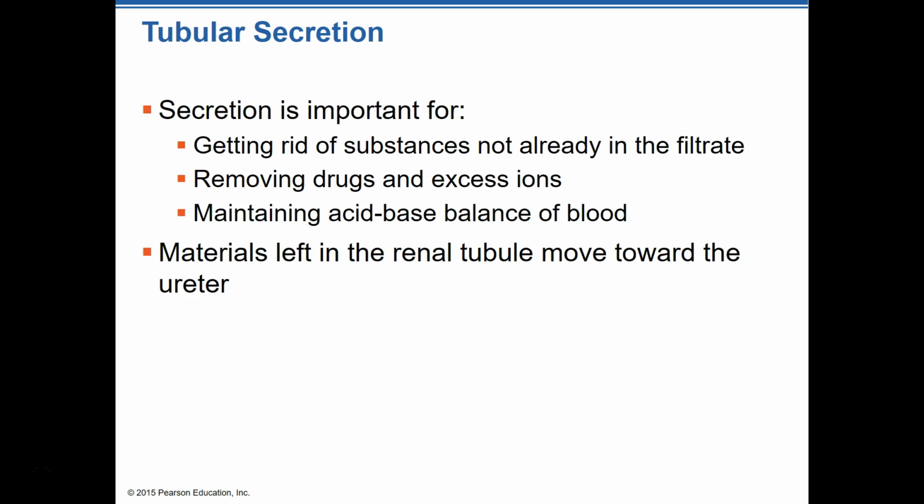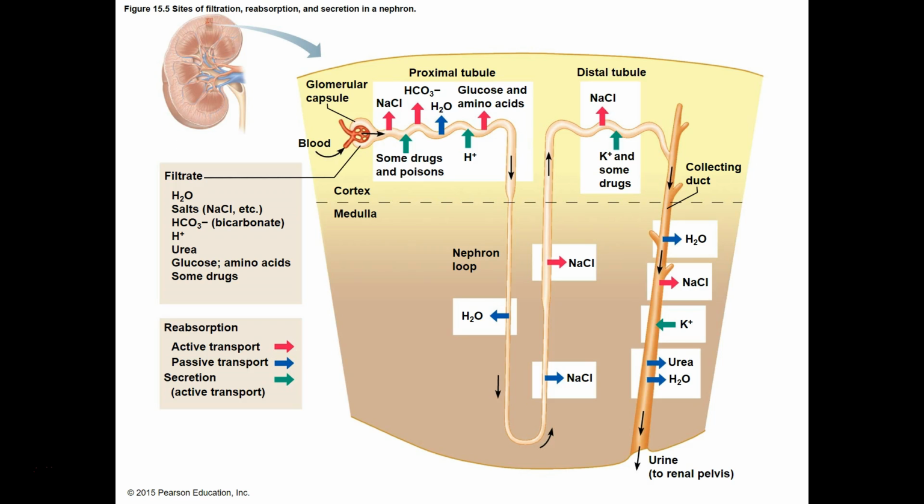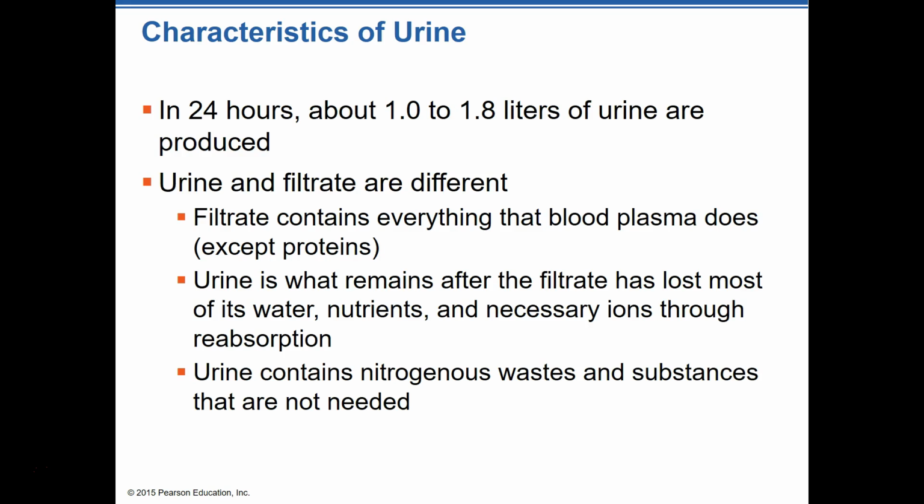Why is this secretion important? It gets rid of things that are not already in the filtrate, so we're able to secrete some things out and in through the other parts of the tubule, and not rely completely on what's being filtered. Drugs, excessive ions, this is where potassium and hydrogen come into play. We can get rid of that. We can maintain acid-base balance by regulating the hydrogen. And what's left, we move towards the ureter to get it out of the body. So, another picture. About 1 to 2 liters of urine are produced in a 24-hour period.